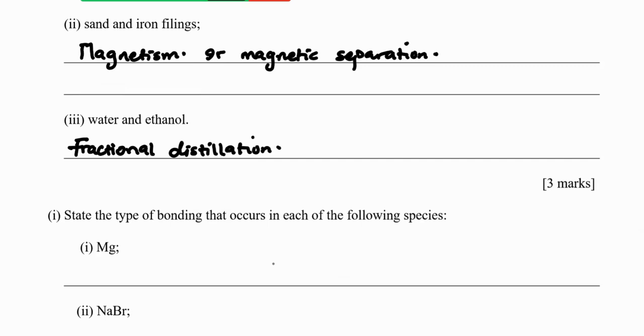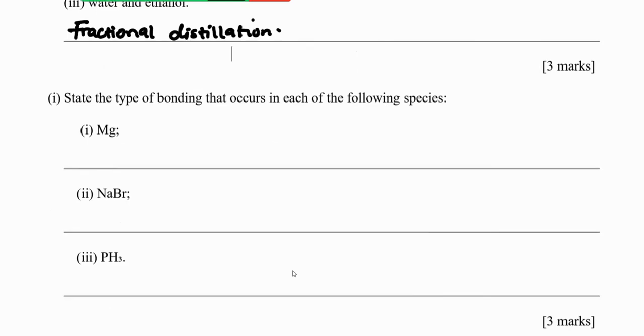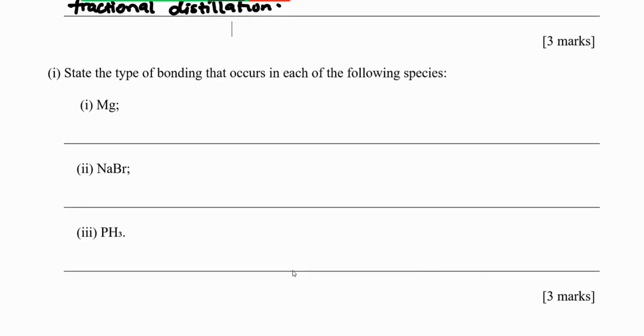Now the next question says, state the type of bonding that occurs in each of the following species. Now the first is magnesium. So magnesium bonding with itself is going to be metallic bonding because magnesium is already a metal. So a metal bonding with itself has to do with metallic bonding.